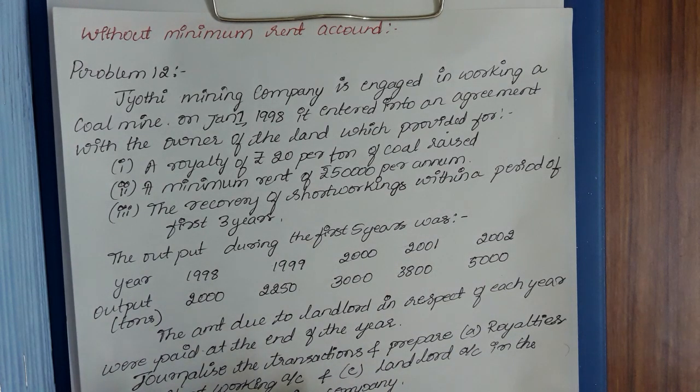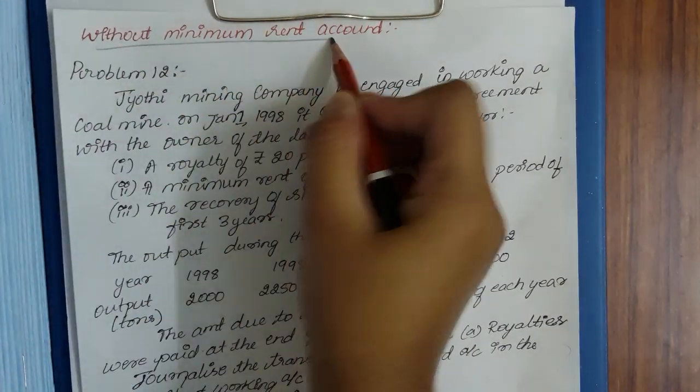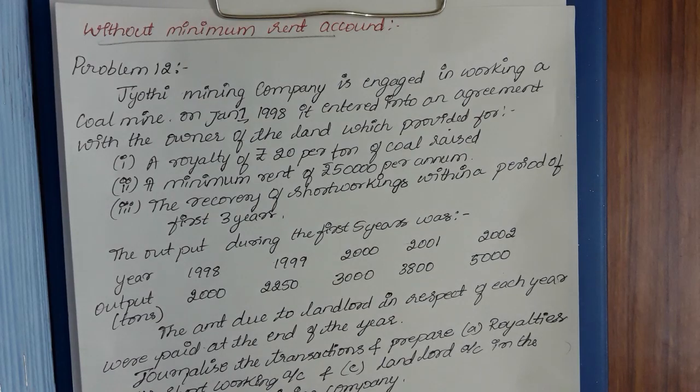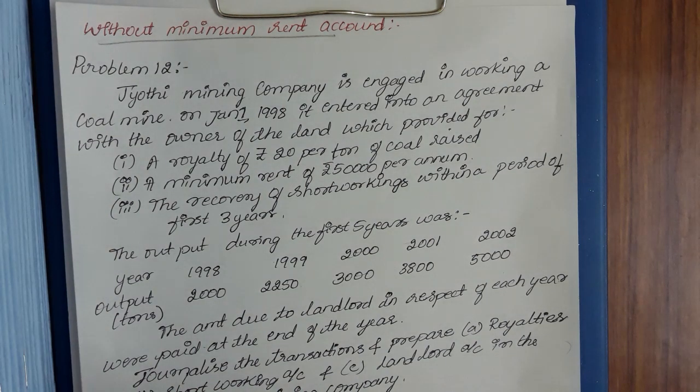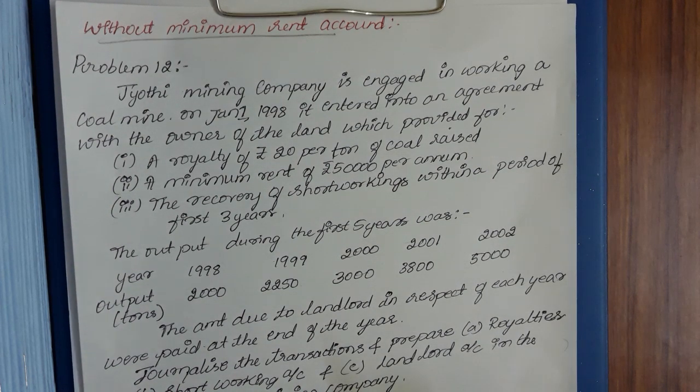So this 12th problem is from without minimum rent account. The last, 11th problem was with minimum rent account, and the three assignments were also for with minimum rent account. So starting with this, it is from without minimum rent account.